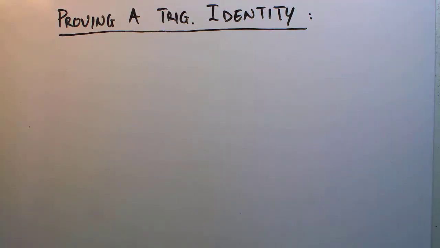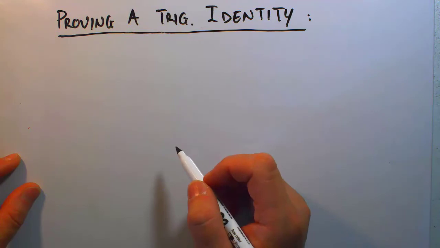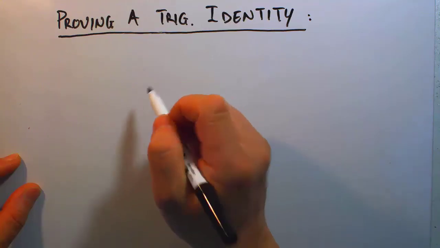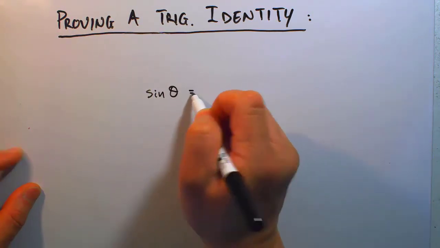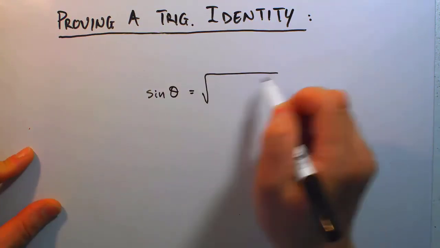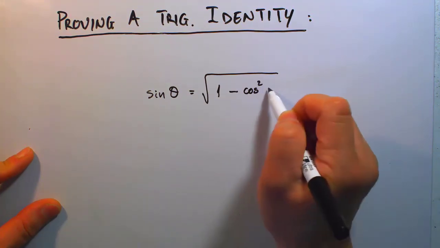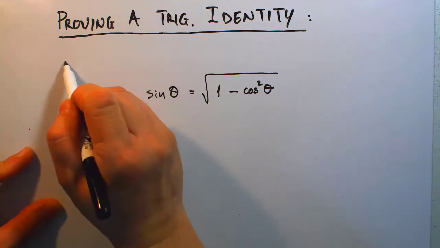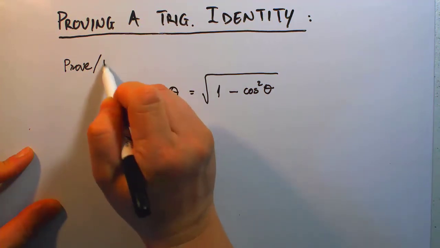The type of problem that is more dangerous here is when you're given an equation and being asked to either prove or disprove. Say, for example, we have an equation, sine of theta equals square root of 1 minus cosine square theta, and we are being asked to either prove or disprove.